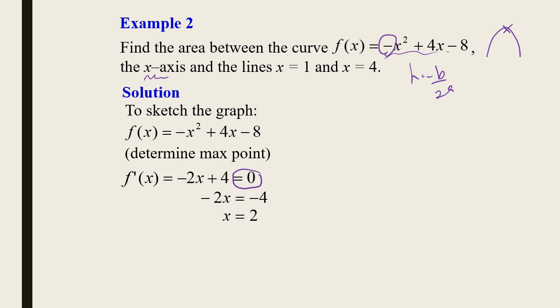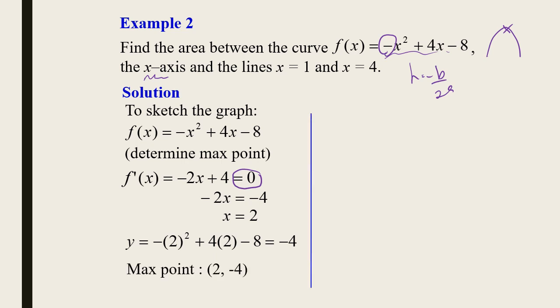You can also check whether it is true or not. We can use the second derivative, f double prime x is equal to negative 2. So negative 2 is always less than 0. So any point will be a maximum point. Okay, so it is true. Then find what is the y coordinate. So y is equal to, substitute the point 2 into the function itself. So negative 2 squared plus 4 of 2 minus 8. So we have negative 4. So the maximum point is (2, negative 4).